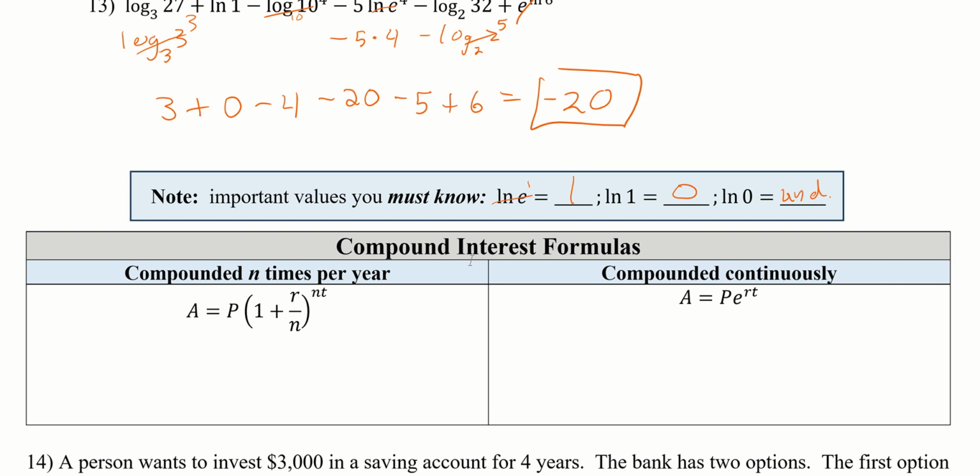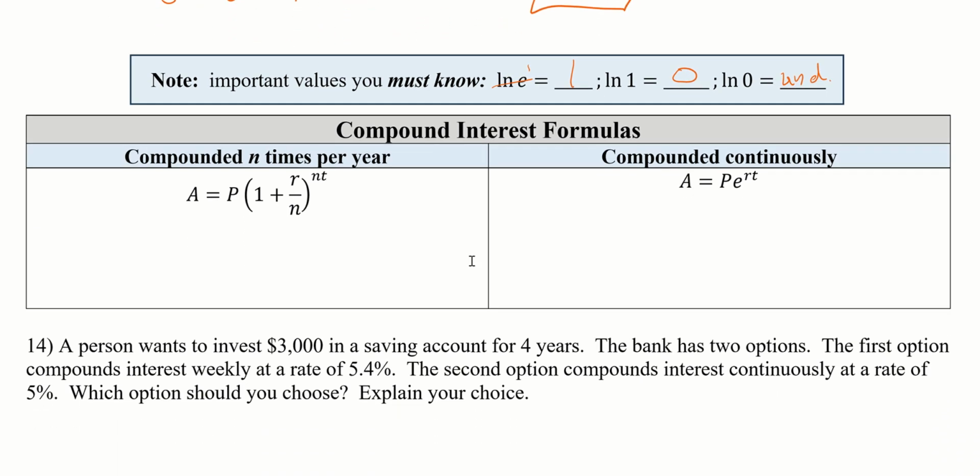Nice. Now, to use these in real life, we have a couple different interest formulas, right? So we have compounded n times a year and then compounded continuously, right? So we refer to the one on the right as PERT, and the only time we can use that is if you see the word continuous, okay? So continuously tells me PERT. Anything else would most likely be this one over here on the left side, okay? So a few of the highlights here. A is going to be your final amount.